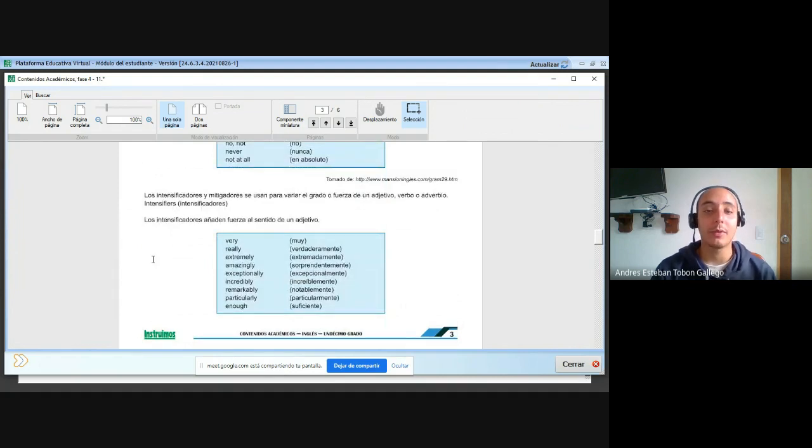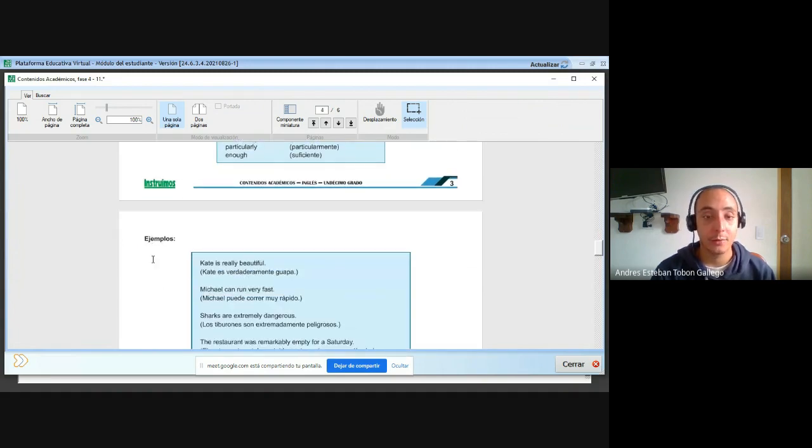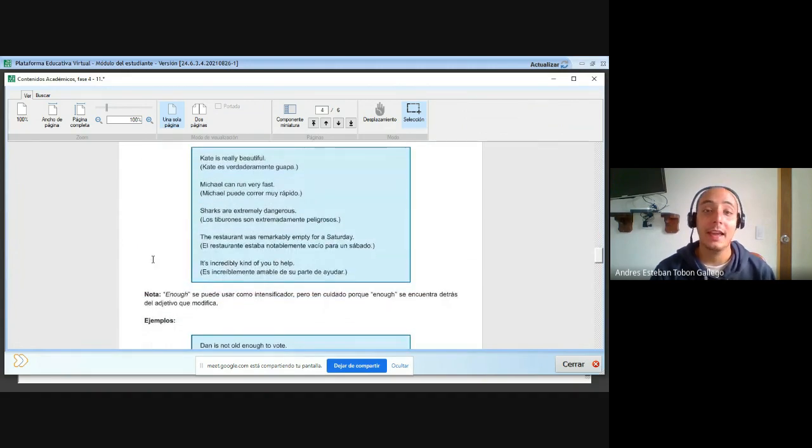Yes, when we talk about intensifiers, we're talking about how deep is the force an object or a person is generating over something. Here we have very, really, extremely, amazingly, exceptionally, incredibly, remarkably, particularly, and enough. We also have some examples. Kate is really beautiful. Can you see that our intention there is to emphasize on something? The restaurant was remarkably empty for a Saturday.